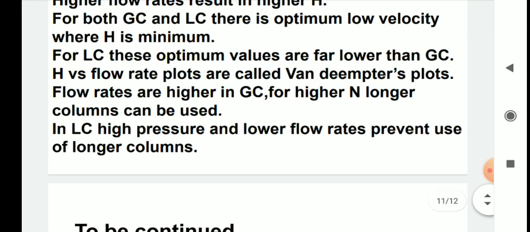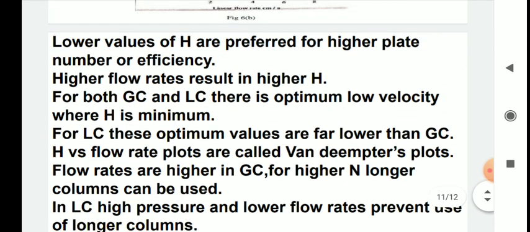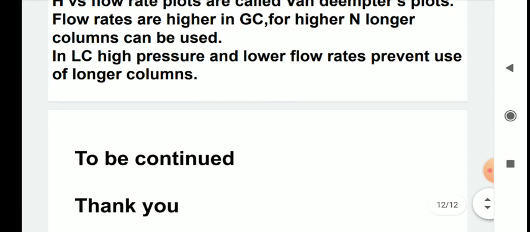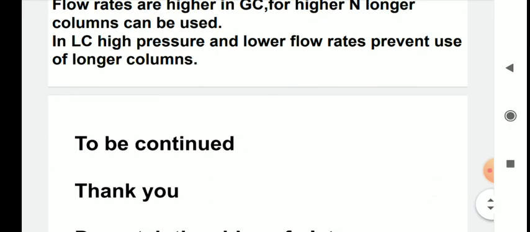So this is about the mobile phase velocity. We will consider the other factors of the column in the next video.